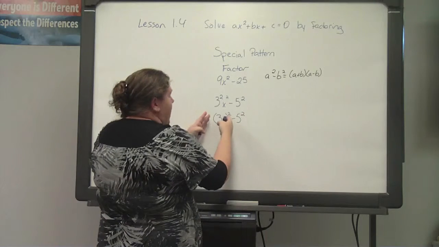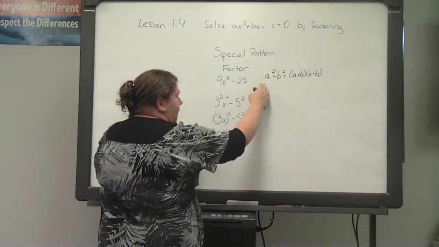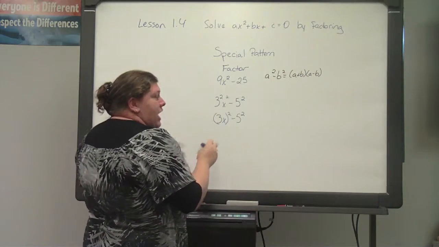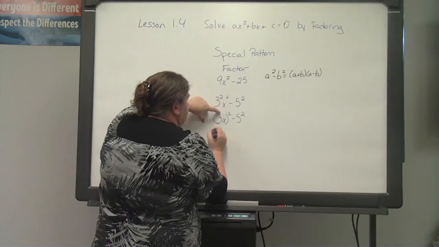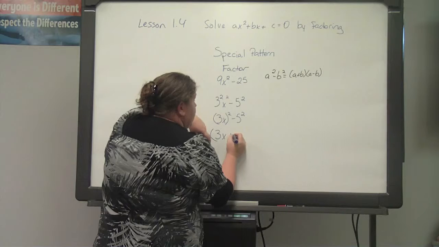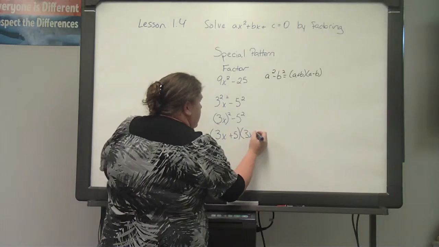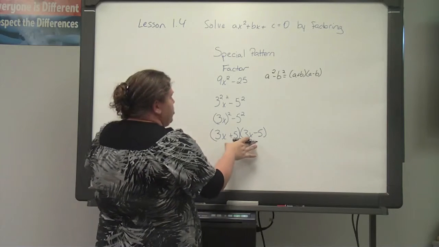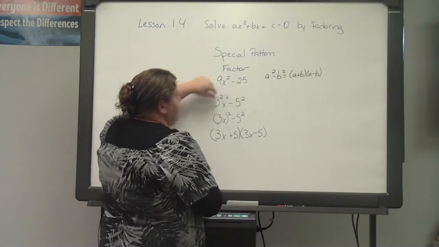Now that you can see that as one term, because 3x is my a, I can rewrite it in my a plus b times a minus b form. So I can say 3x plus 5 times 3x minus 5. And I have now used my special pattern to be able to factor 9x squared minus 25.